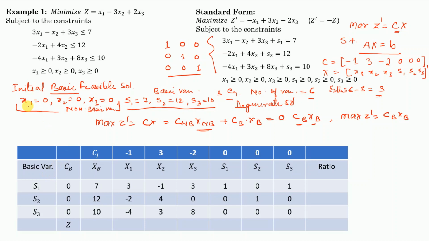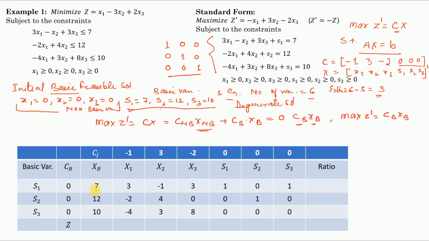Basic variables. In the starting initial basic feasible solution, the basic variables are S1, S2 and S3. So we'll write here S1, S2 and S3. And these are the coefficients of basic variables. If you see, the coefficients of basic variables are 0, 0, 0. So here you will write 0, 0, 0. Now what is XB? Basic variables are S1, S2, S3 and their values are 7, 12 and 10. CB means for basic. XB means basic variables. These are coefficients and these are values.